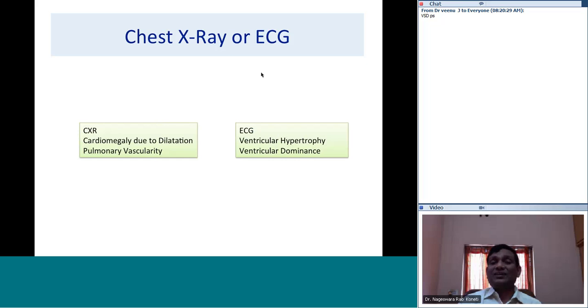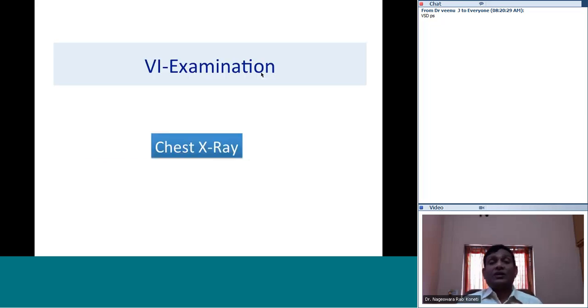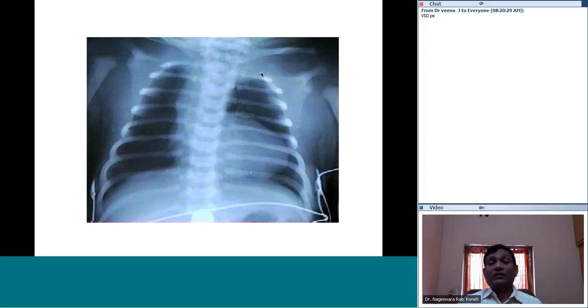When you are interested in looking at the ventricular dominance, ventricular hypertrophy, then you have to take ECG. So here let us look at a couple of examples. I am sure you all know this is the classical boot-shaped heart with reduced pulmonary blood flow, oligemia is there. So what will happen in tetralogy of Fallot?